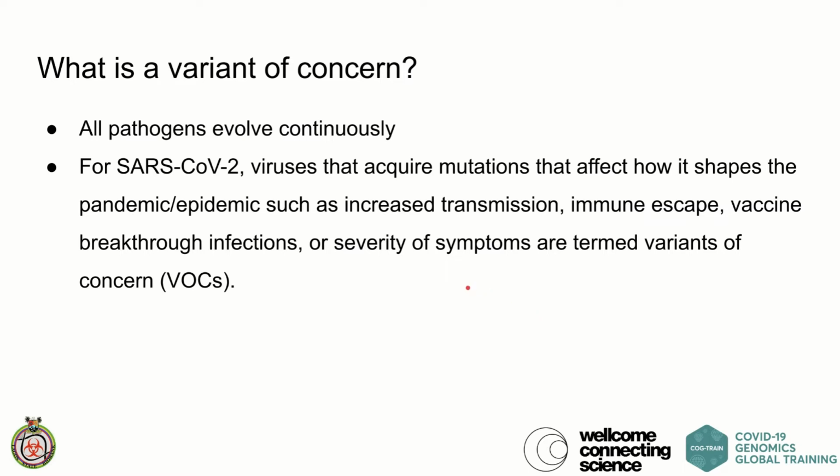So, like I said, all pathogens evolve continuously. And for SARS-CoV-2, as the virus acquires mutations, it affects how it shapes the pandemic, such as increased transmission. We've seen that with certain variants. Some could confer immune escape through the mutations that they harbor. Some can even cause vaccine breakthrough infections, which means after you've been vaccinated, you can still be infected by this virus. And some viruses might also cause severity of symptoms, and all of these are usually termed variants of concern.